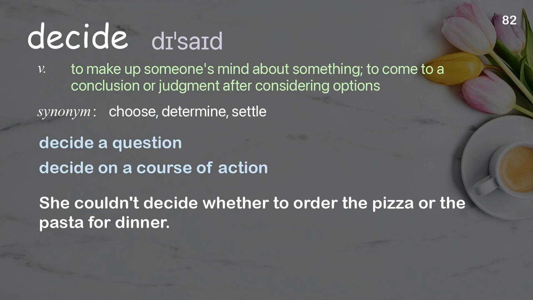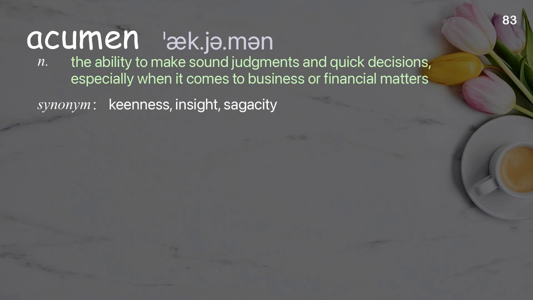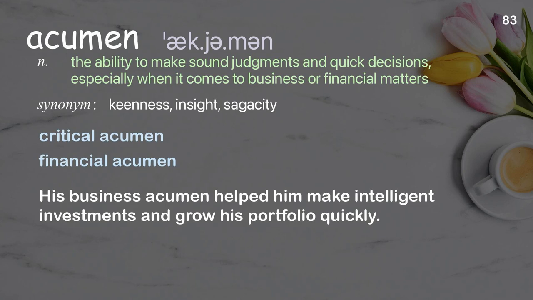Acumen: the ability to make sound judgments and quick decisions, especially when it comes to business or financial matters. Examples: critical acumen, financial acumen. His business acumen helped him make intelligent investments and grow his portfolio quickly.